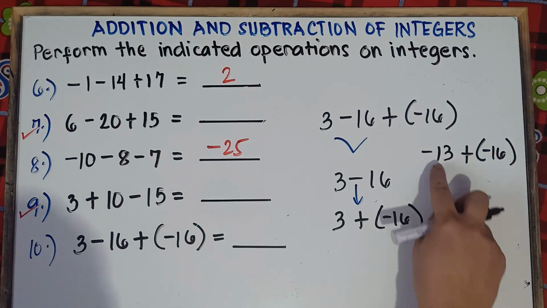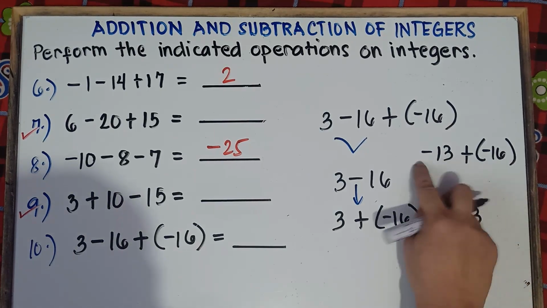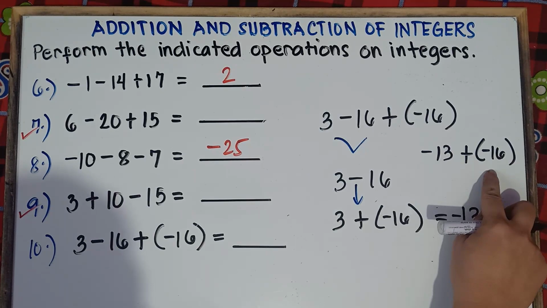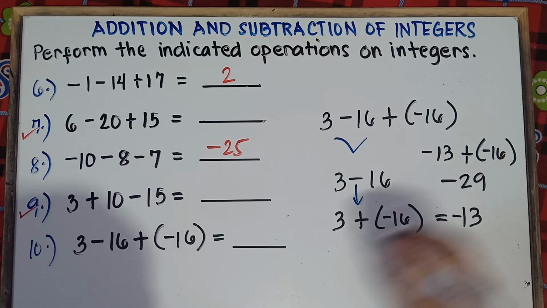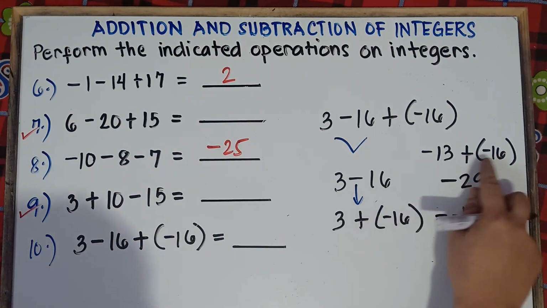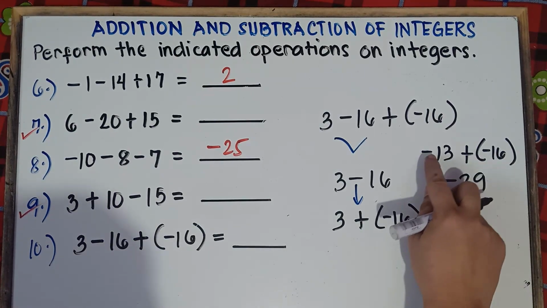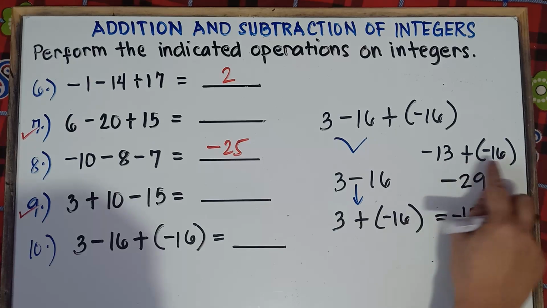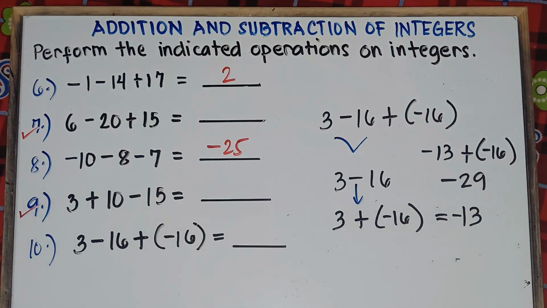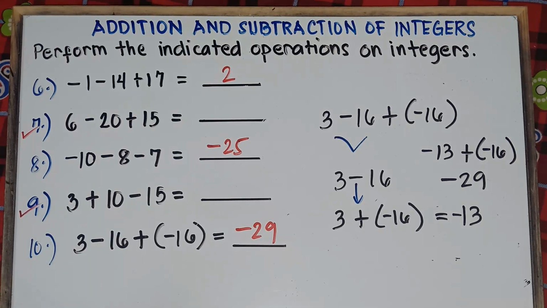So rules in addition, if they have the same sign, simply copy the sign and then add the numbers. So 13 plus 16, the answer is 29. Copy the negative sign, same sign. Negative 13, negative 16, copy the sign, 13 plus 16 would be 29. So the answer is negative 29. That's the answer, class, for example number 10. All set, class.